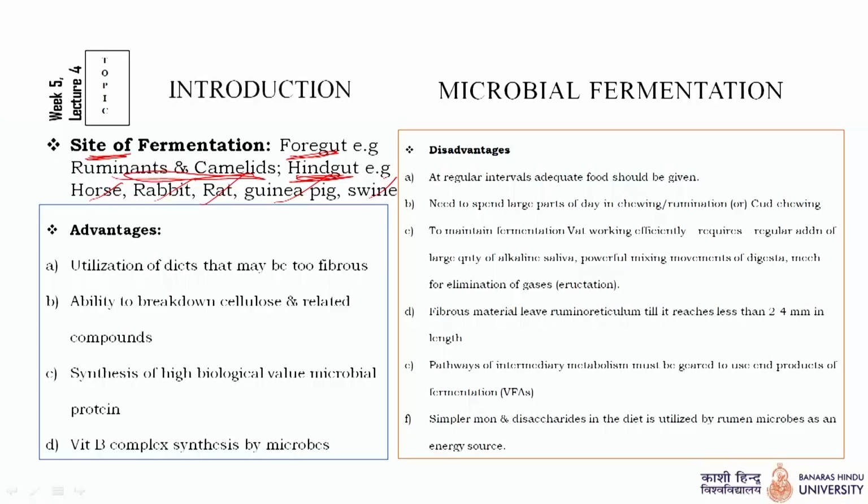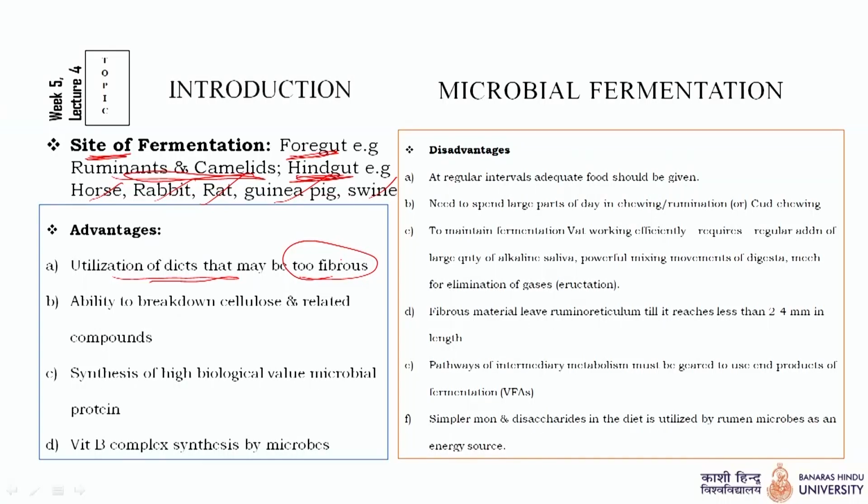So this is about the classification of animals and a little bit of introduction about the dietary substrates, as well as the classification of animals based on the diet, digestive physiology and site of fermentation. Now, the next aspect in digestive physiology is ruminant digestion: being a ruminant has some advantages as well as disadvantages. The advantage of being a ruminant is that first, it is able to utilize diets that may be too fibrous, which cannot be done by the non-ruminants.